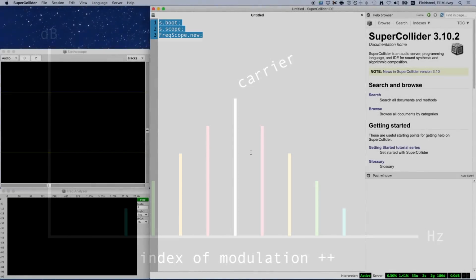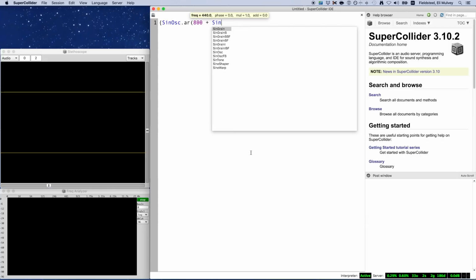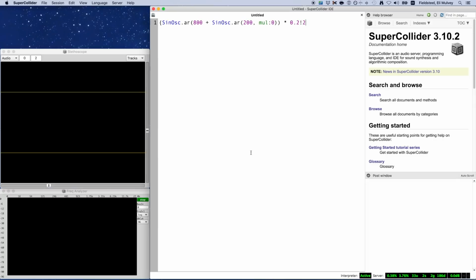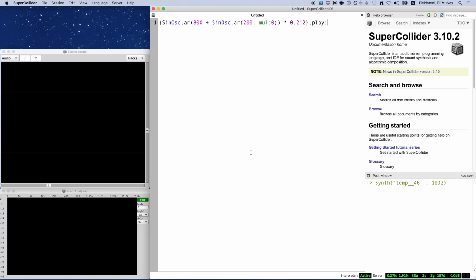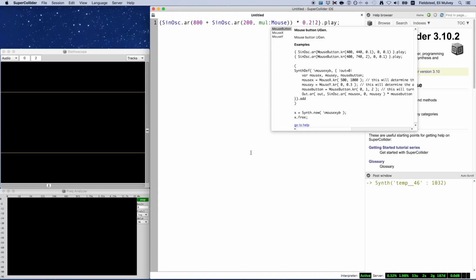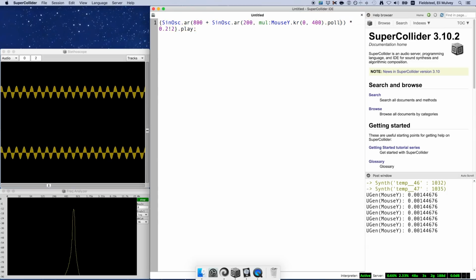Before we take a closer look at the numbers, here's a sound example with a carrier at 800 Hz and modulator at 200 Hz. Right now the modulator amplitude is 0. This means the index of modulation is also 0, and the modulator signal is completely removed from the equation, and all we get is a pure 800 Hz tone. If we use mouse Y to control modulator amplitude, then we can control the number of sideband pairs that appear in the spectrum.